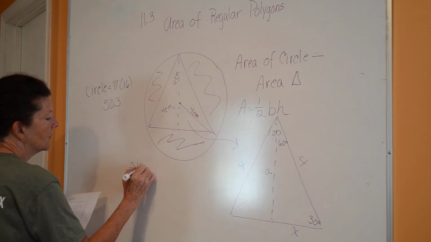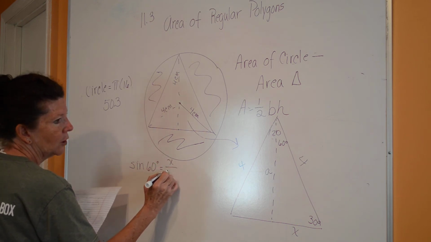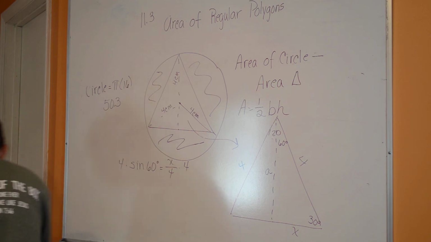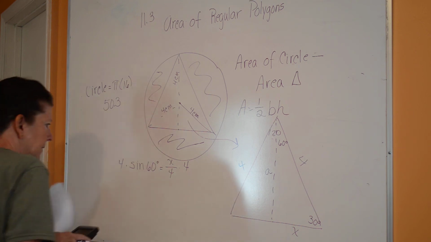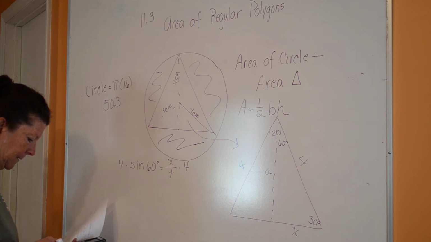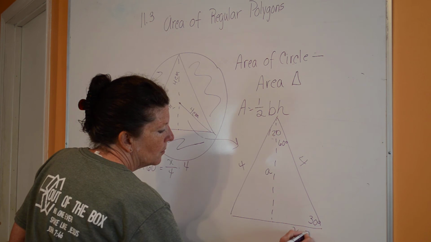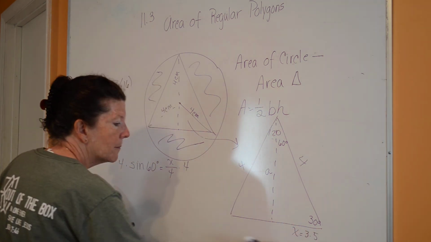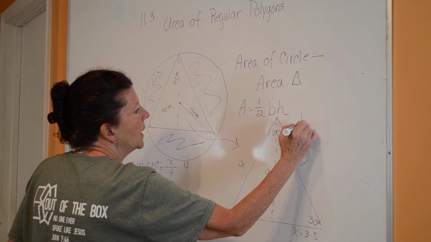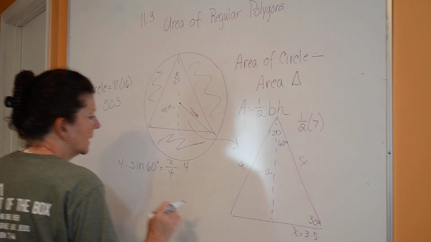The sine of 60 is equal to x over 4. So I'm going to multiply both sides by 4, and I'm going to get 4 times the sine of 60, which is approximately 3.5. So the base here is going to be 7. So I have 1/2, 7. Now I just have to worry about the height.